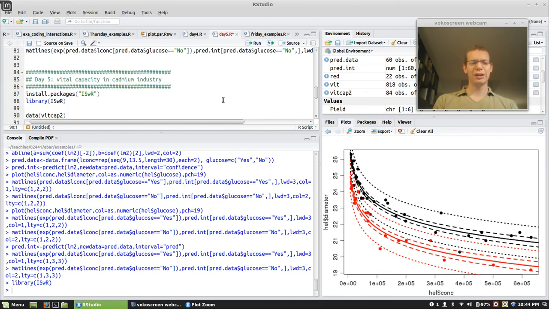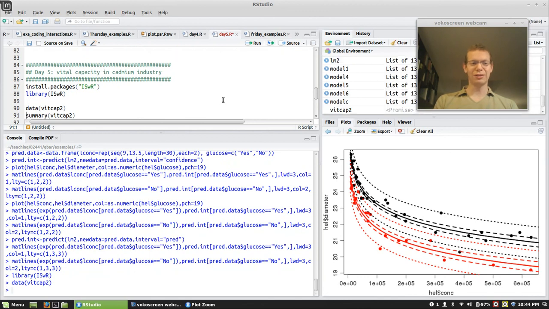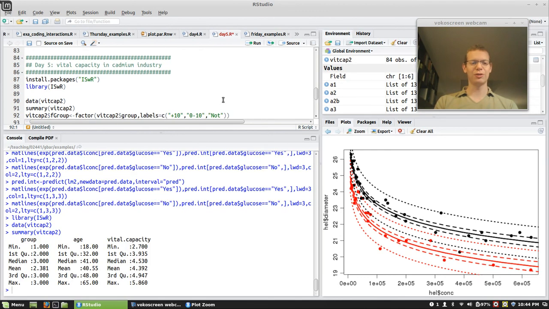Now I will load the dataset called vitcap, which is the vital capacity data, just to get a summary of what is in there. You get a group variable, 1, 2, 3. We have the age of the individuals, and we have the measure of how many liters of air they can exhale. Now the group, I will recode that as a factor with labels of 10 or more years, between 0 and 10 years, or haven't worked in the catering industry.